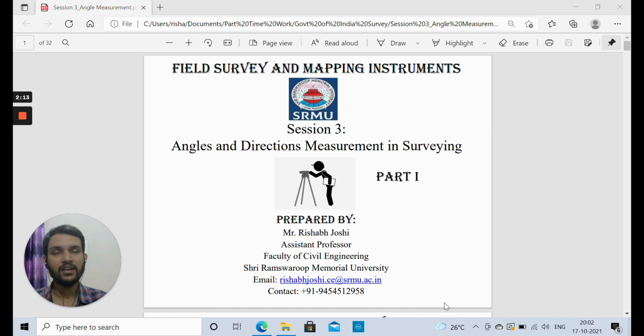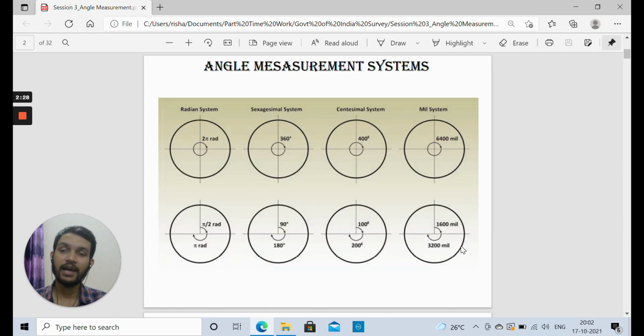Angle generally is denoted by the magnitude, and direction is whether in northern direction, southern direction, northeast, northwest. These are the direction measurements. Both of this data is required for us so that we can get to know the actual behavior of the line and the direction in which this angle is being made.